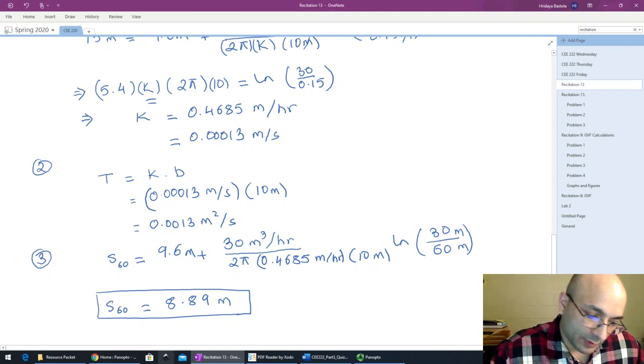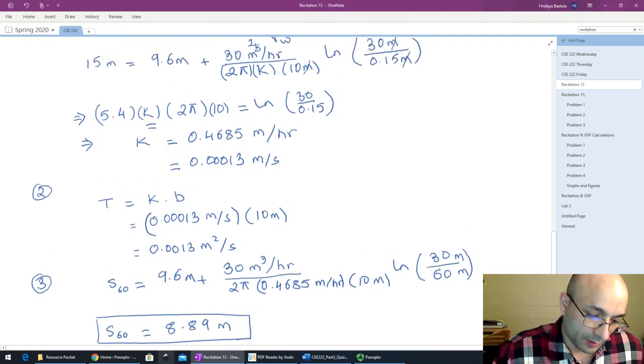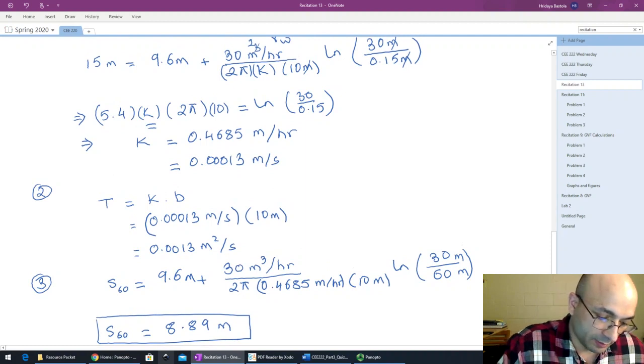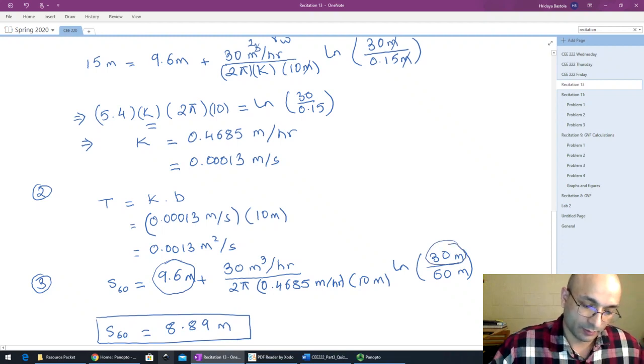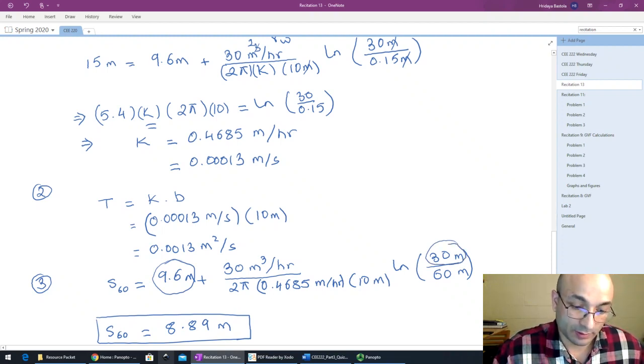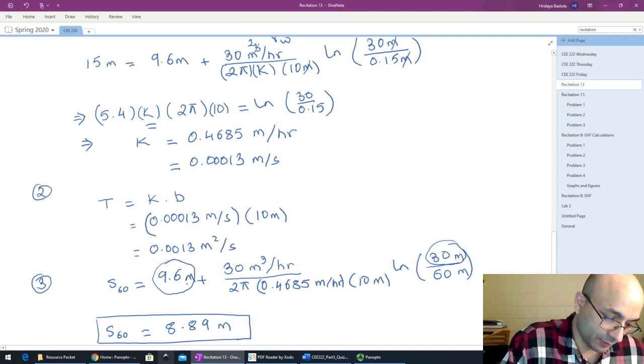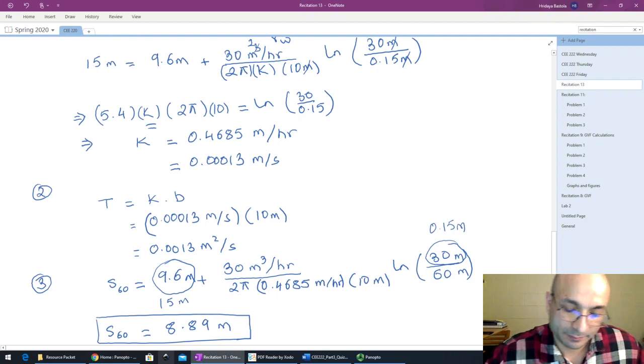And one thing to keep in mind is here we can easily replace this pair of drawdown and the distance where that drawdown occurs with the drawdown at the well itself. So I could have used the 15 meter drawdown at 0.15 meter and still get the same answer.